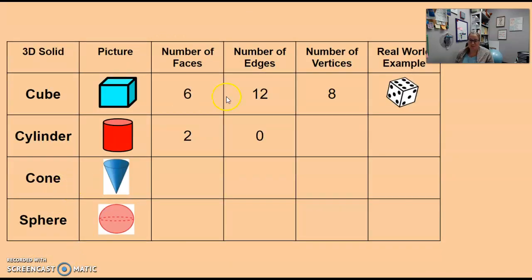So that's really interesting. There are no edges on a cylinder because the faces never actually meet, and since they don't meet, they do not create an edge. So the next one we're going to look at, I'm going to put a 0 for my edges. So a cylinder, here's my picture. It has two faces that are circles. It has 0 edges, and let's look at the vertices.